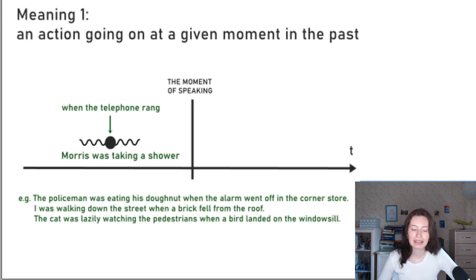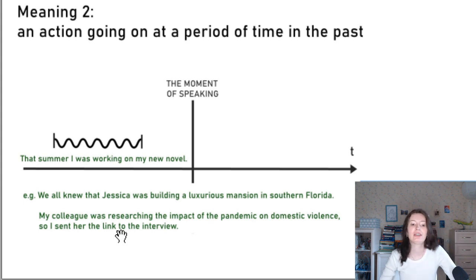So this meaning is pretty clear, and it is often used in stories where you have several characters and you need to tell that one character makes single actions and another character is the background situation for that first character. So the second meaning, meaning 2, is an action going on at a period of time in the past.